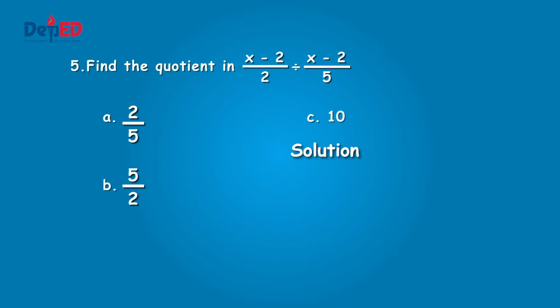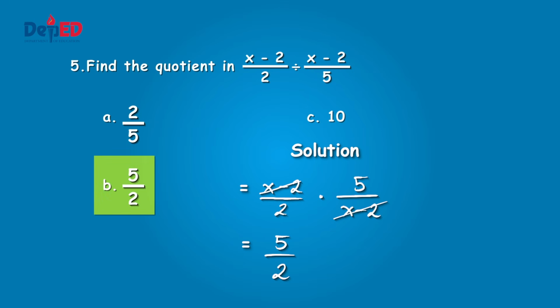We divide this by getting the reciprocal of the divisor. The reciprocal of that expression is 5 over x minus 2. Then we multiply the expressions. Observe that they have common factors in the numerator and the denominator. So what can we do? We can now divide them to simplify the operation. What will be left? So the correct answer to this is letter B, 5/2.